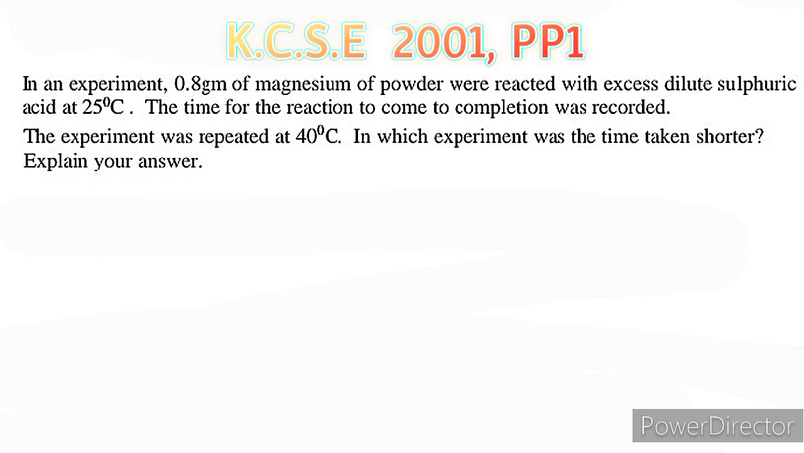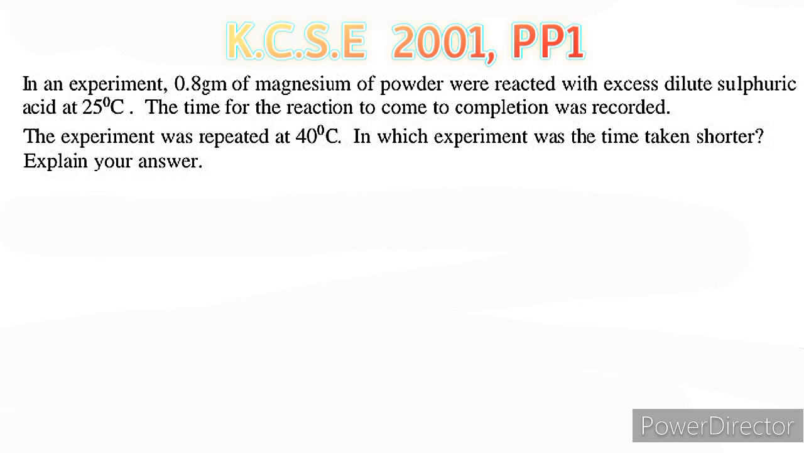In an experiment, 0.8 grams of magnesium powder were reacted with excess dilute sulfuric acid at 25 degrees Celsius. The time for the reaction to come to completion was recorded. The experiment was repeated at 40 degrees Celsius. In which experiment was the time taken shorter? Explain your answer. So we have two sets of experiments.